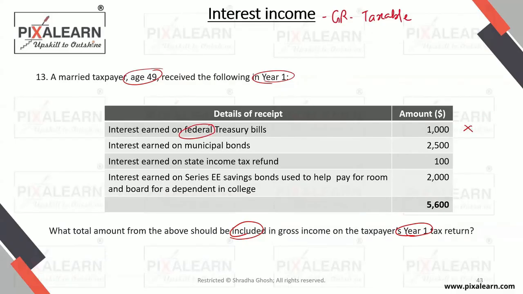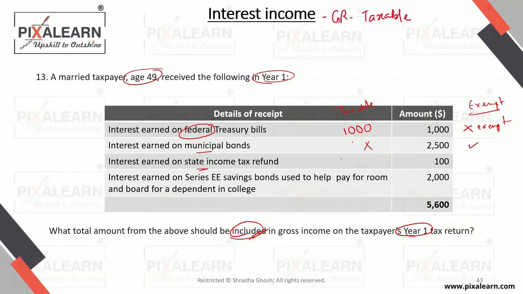Interest earned, they're saying what is included. This is not exempt. That means included. You're going to take this 1,000. Federal income will be taxed, so this is taxable. This is exempt. Interest on a municipal bond is not taxable, but it is exempt. So it will not be taxed.